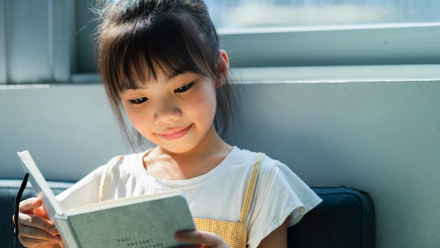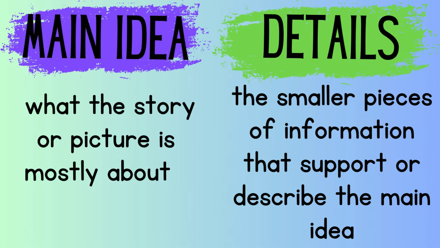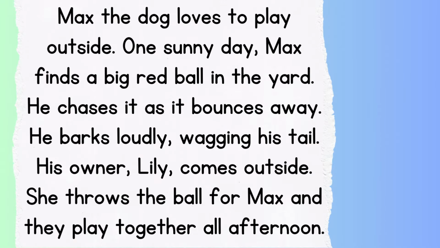We can also find the main idea and details in a story. Remember, the main idea is what the story or picture is mostly about, and the details are the smaller pieces of information that support or describe the main idea. Let's look at this story. Max the dog loves to play outside. One sunny day, Max finds a big red ball in the yard. He chases it as it bounces away. He barks loudly, wagging his tail. His owner, Lily, comes outside. She throws the ball for Max, and they play together all afternoon.